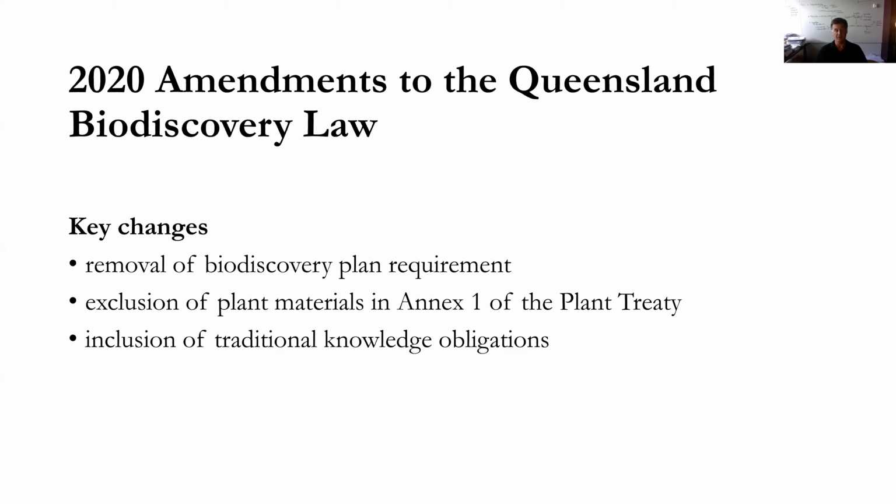Today's focus is primarily on the impact the amendments have on science and researchers working with native biological resources. There are 3 key changes in the 2020 amendments to the 2004 Queensland Biodiscovery Law. The first one is an administrative change. It's no longer necessary to provide a biodiscovery plan, as had been the case until recently. Secondly, for the first time in Queensland, plant materials that are included in Annex 1 of the Plant Treaty are not covered by the access and benefit sharing requirements. And the third change, which is yet to be implemented but may come in the future, is the inclusion of traditional knowledge obligations. I'll talk about all those as we go through the talk.